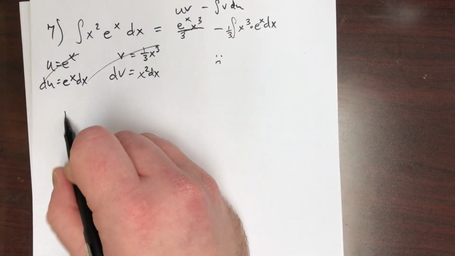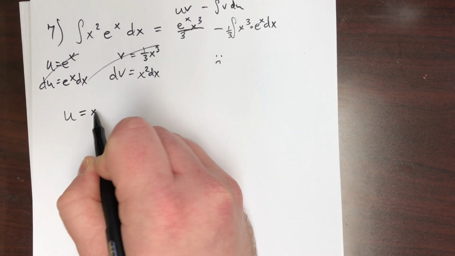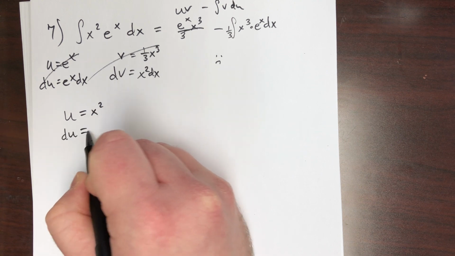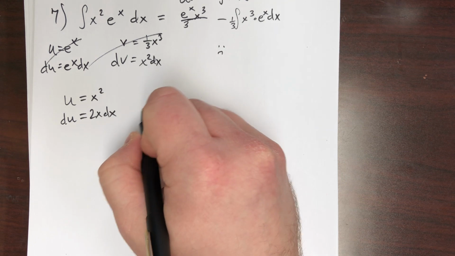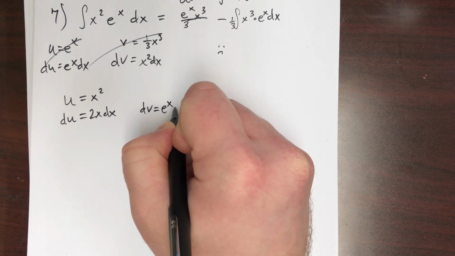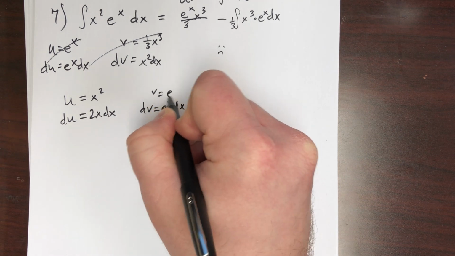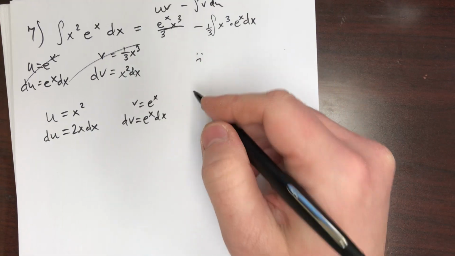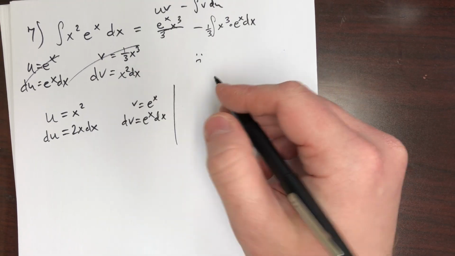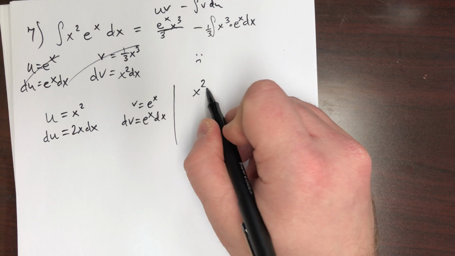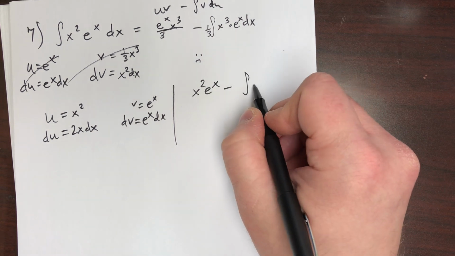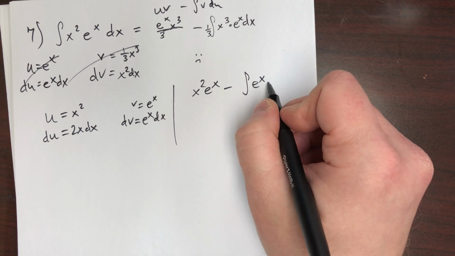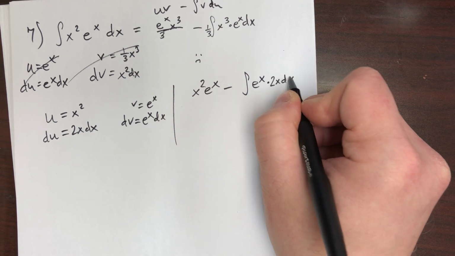So let's try the other setup. Let's say u is equal to x squared. That makes du equal to 2x dx. And then we'll make dv equal to e to the x dx. So that makes v equal to e to the x. So then when we do our replacement, uv, x squared e to the x, minus the integral of v, e to the x, du, times 2x dx.